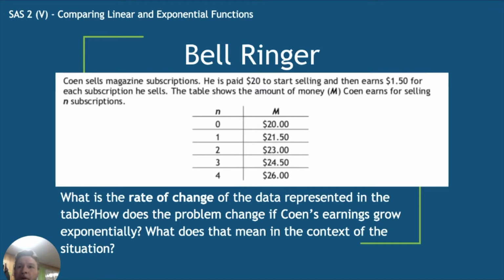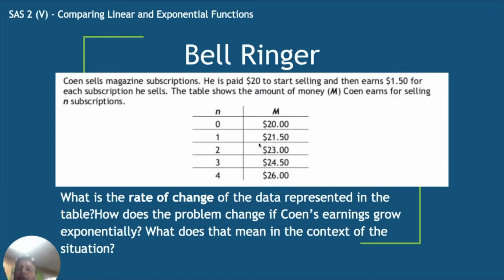So let's look at this bell ringer. Cohen sells magazine subscriptions. He's paid $20 to start selling, and then he earns $1.50 for each subscription he sells. The table shows the amount of money Cohen earns for selling N subscriptions. What is the rate of change of the data represented in the table? And how does the problem change if Cohen's earnings grow exponentially? And what does that mean in the context of the situation?